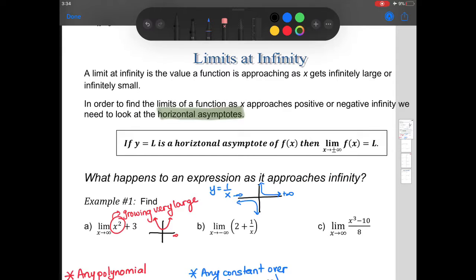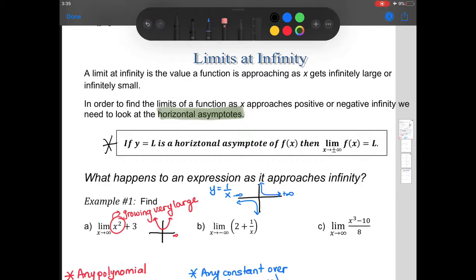Limits at infinity. Before you get started with this, I want you to go back and look at my video for the notes of this lesson. I made a separate video for them, and please make sure you copy those notes and have them handy in front of you because they will help you with this lesson. So let's get started.